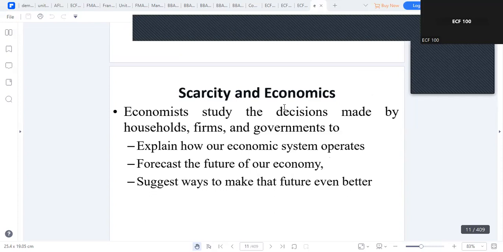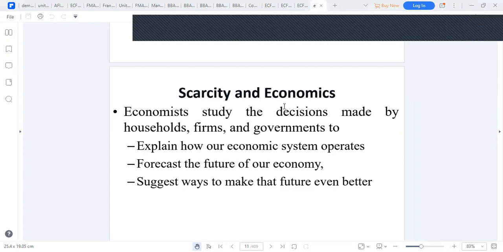So as economists, it is important that decisions made by firms, households, and governments are studied to explain how the economic system works.